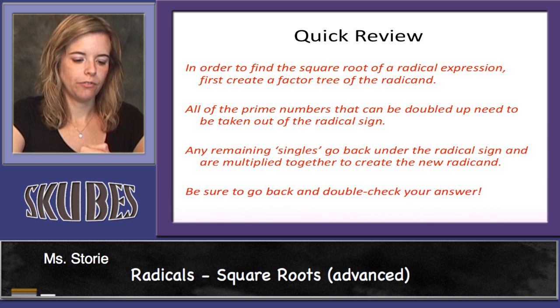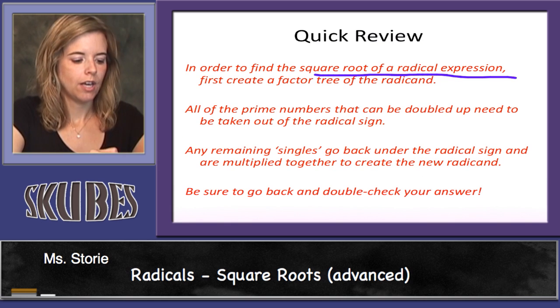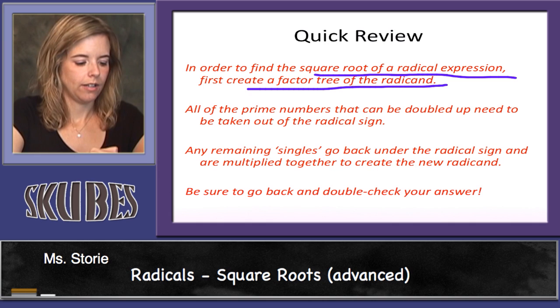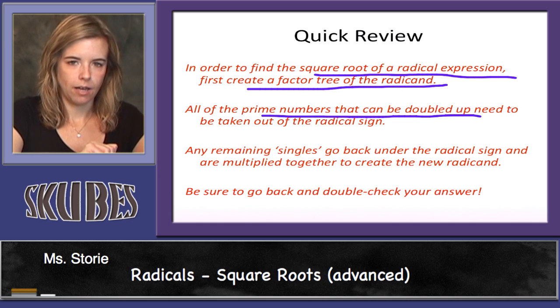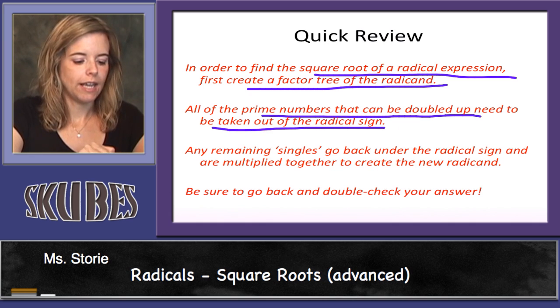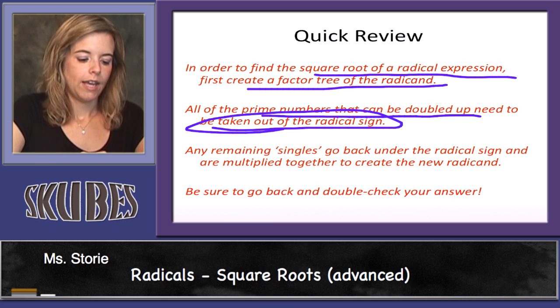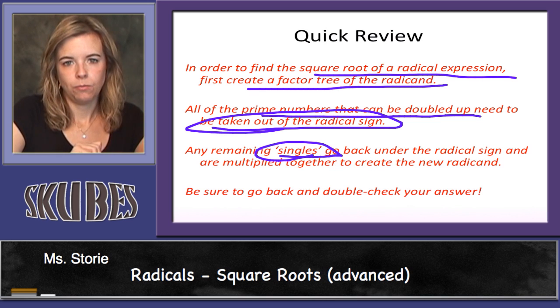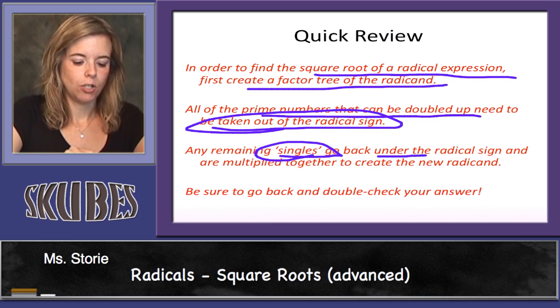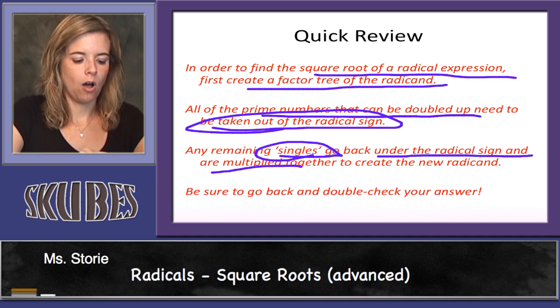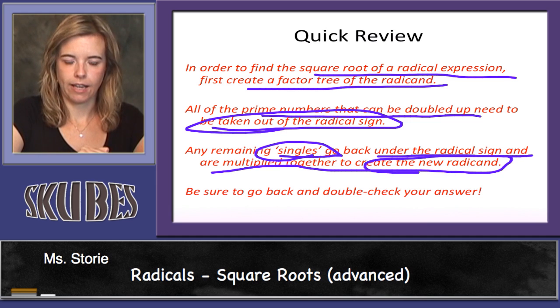A quick review, in order to find a square root of a radical expression, first, make that factor tree. All the prime numbers that can be doubled up, because we're looking for squares, need to be taken out of the radical sign. Any remaining singles, the ones that couldn't create a double, need to go back under the radical sign, and they're all multiplied together to create your brand new radicand.